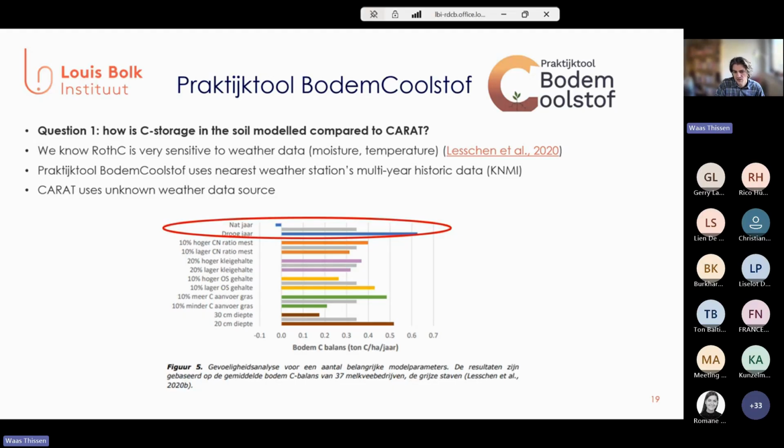All the other variables in the model are kept the same, and only the weather data has changed, basically. So it has a huge effect on carbon sequestration.